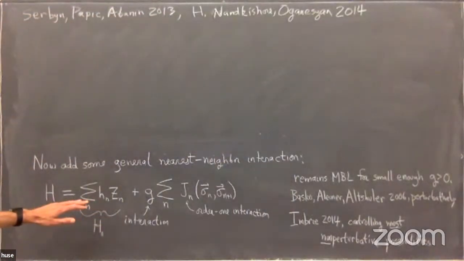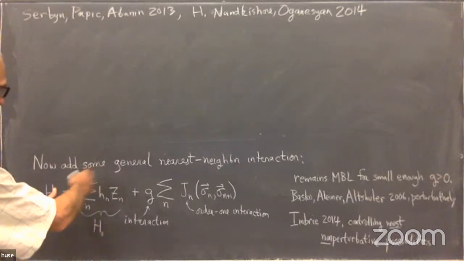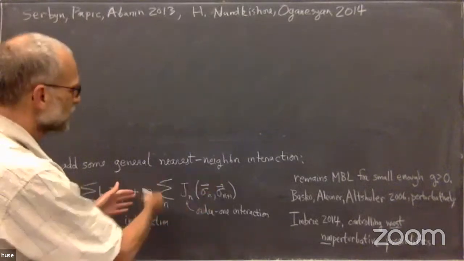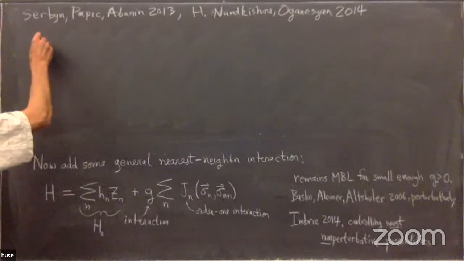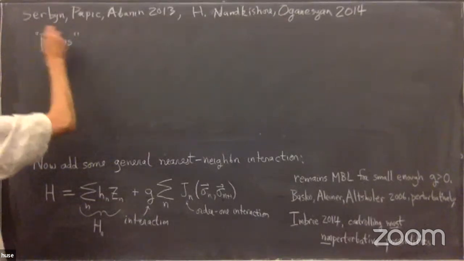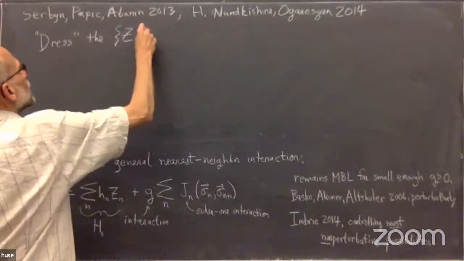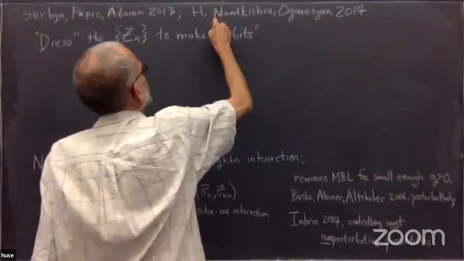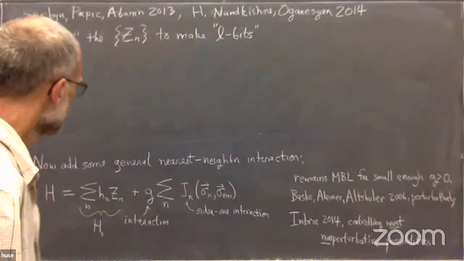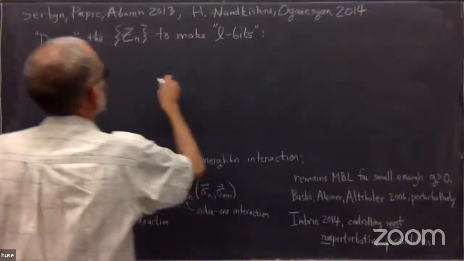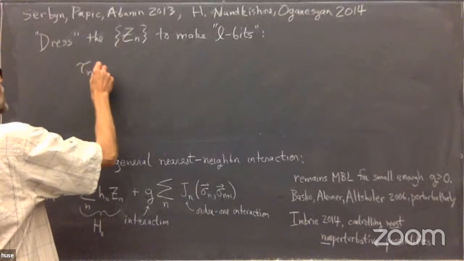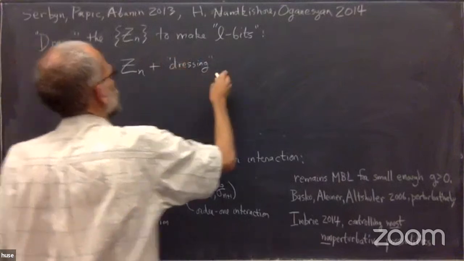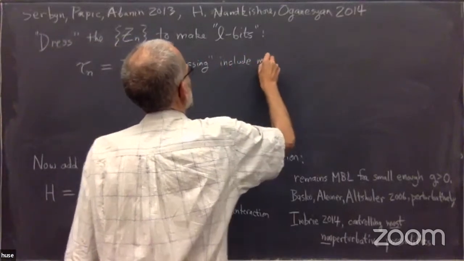So what you do, as I was saying in response to Leo's question, you have a non-interacting problem. It's integrable. We add the interactions. Here we've got these conserved quantities, which are like particles, and we want to dress them to make them quasi-particles. So basically the idea is to dress, in quotes, the Z_n to make what we in this paper call L-bits, localized bits. So they're pseudo spins. This is a spin. We make a pseudo spin. And that looks like this, just very schematically. Tau_n is going to be Z_n plus the dressing, which is going to include multi-site terms.